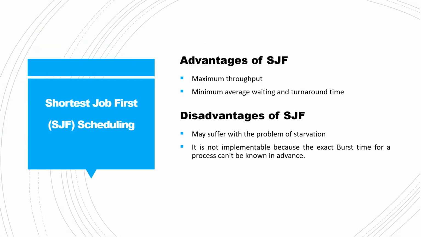Advantages of SJF: maximum throughput, minimum average waiting and turnaround time. Disadvantages of SJF: it may suffer with the problem of starvation, and it is not implementable because the exact burst time for a process cannot be known in advance.